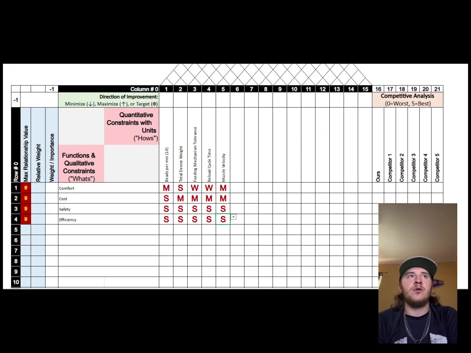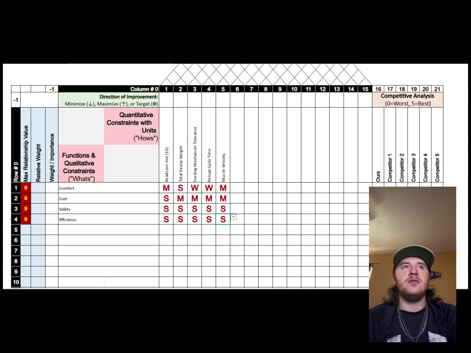So with our house of quality, we have functions and constraints. Under the function section, we have comfort, cost, safety, and efficiency. And under the constraints, we have how many beads per minute it can throw, the total device weight, the mechanism tolerance for it to be able to work properly, the reload time, and the velocity of how fast the beads will be moving out of the muzzle. And then for our relationships, everything fell under moderate and strong.